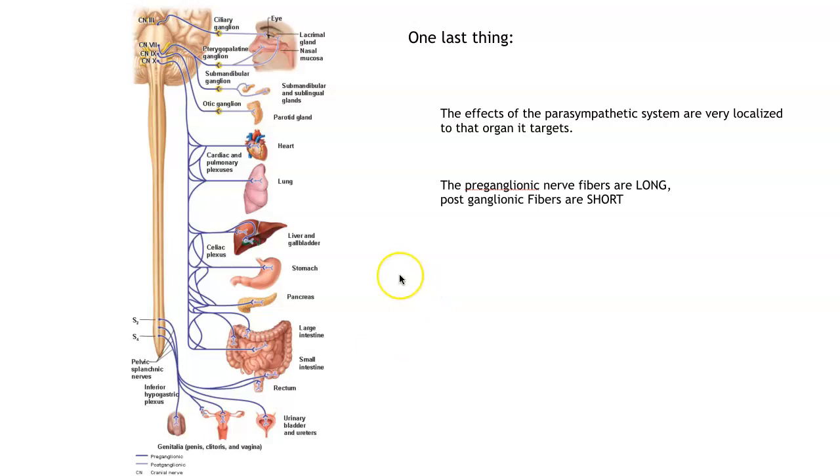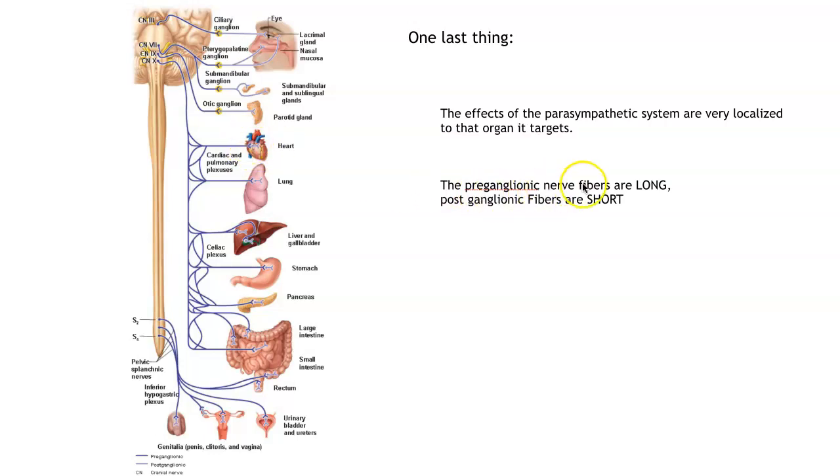One last thing before we get to the sympathetic. The effects of parasympathetic are very localized to that target organ. Let's just take the heart since it's easy. We've got the preganglionic myelinated axon. Where's it going to synapse? Within the wall of the heart. So it's very localized just to the heart.